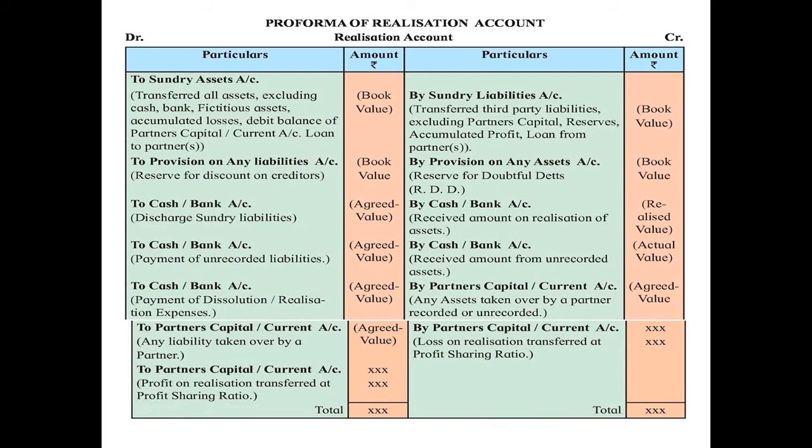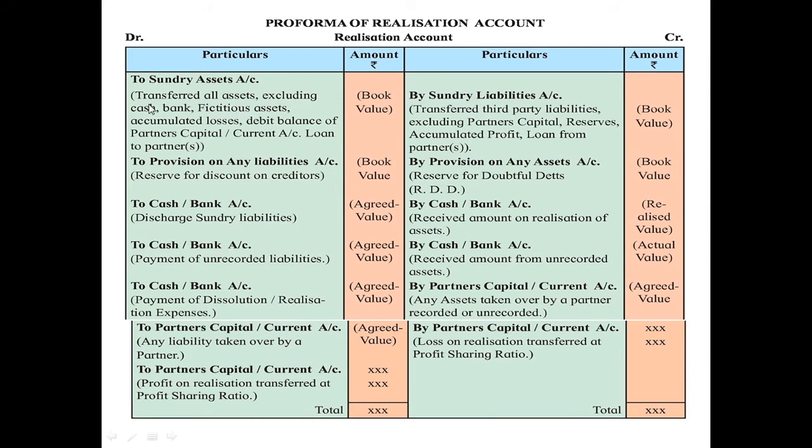Now next we are going to study the format of the realization account, because this is the very first account you have to prepare in the dissolution of the firm. So on the debit side, when all the assets are transferred from the old balance sheet which is given in the question, that entry will be recorded on the debit side to sundry assets account. So all the assets excluding cash or bank and fictitious assets.